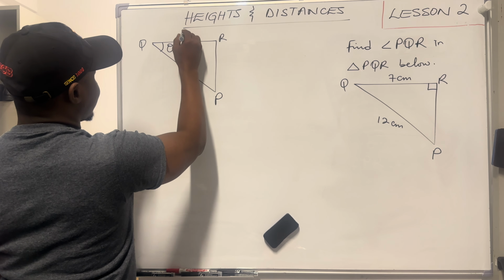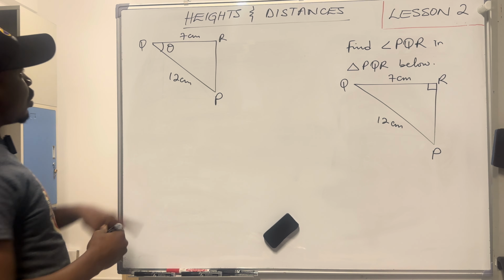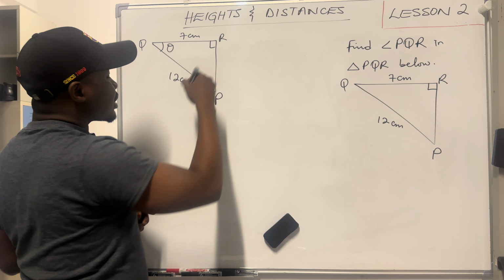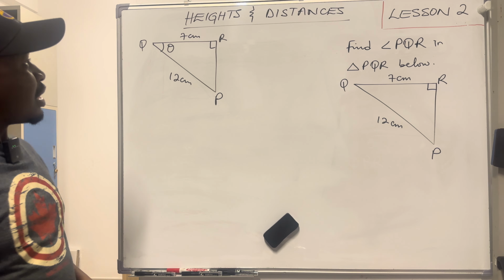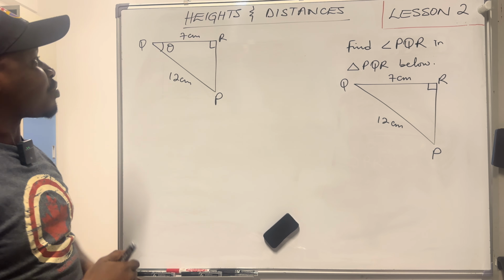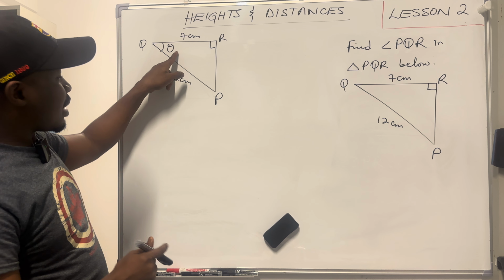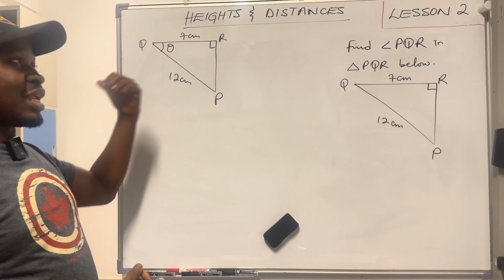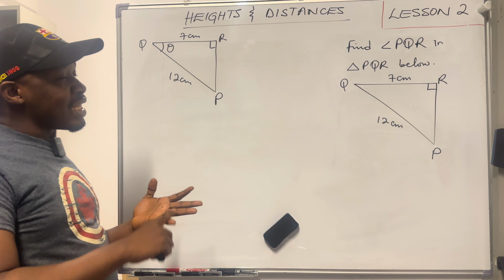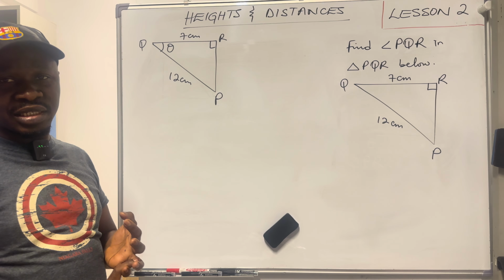This is given as 7 centimeters. Here is 12 centimeters. We want to find this angle. In a right angle triangle, what makes it a right angle triangle is that one of the interior angles is 90 degrees. If you want to find one angle, or like in lesson 1, you want to find one side, first of all, try to identify the side you want to find and the other given side or sides.